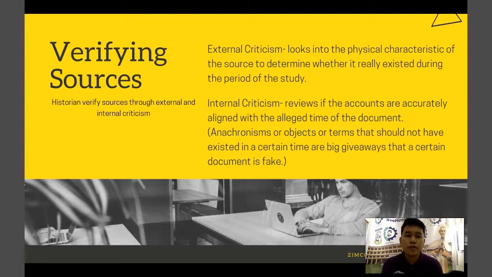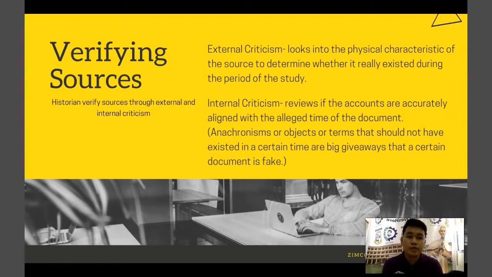A historian verifies sources through external and internal criticism. Now, the external criticism looks into the physical characteristic of the source to determine whether it really existed during the period of the study. And the internal criticism reviews if the accounts are accurately aligned with the alleged time of the document. Anachronisms, or terms or words or objects that shouldn't have existed in a certain time, are big giveaways that a certain document is fake.